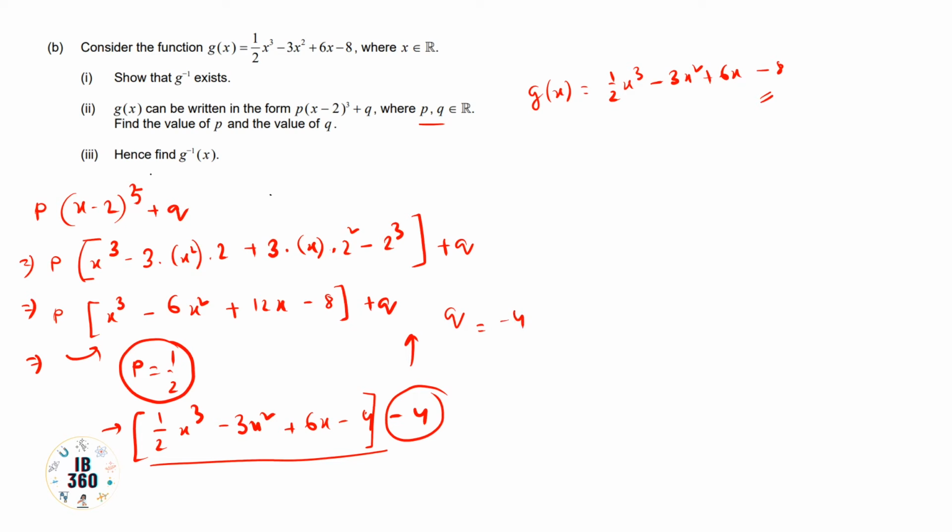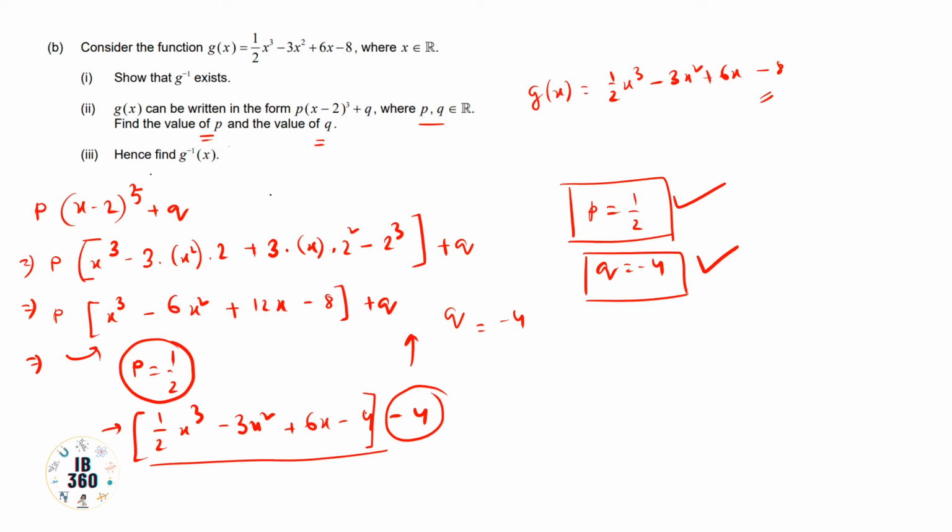So q equals minus 4, so I am getting my answer, that is p equals half and q equals minus 4. This is the answer that I need to find out, that is find the value of p and find the value of q. So the value of p is half and the value of q is minus 4. From where am I getting this value? I am getting this value just by comparing these two equations.